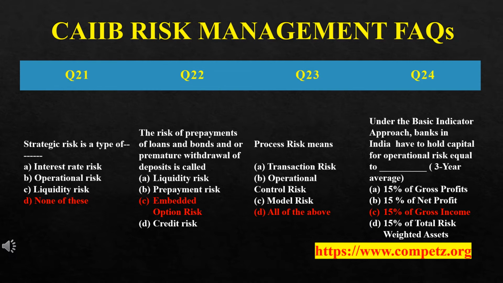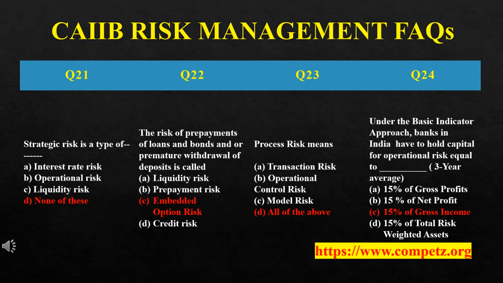Moving on to the next question. The risk of prepayments of loans and bonds and or premature withdrawal of deposits is called dash. I would repeat once again, then I will explain. There are four options given: liquidity risk, prepayment risk, embedded option risk and credit risk. So what is the answer? The answer will be embedded option risk.